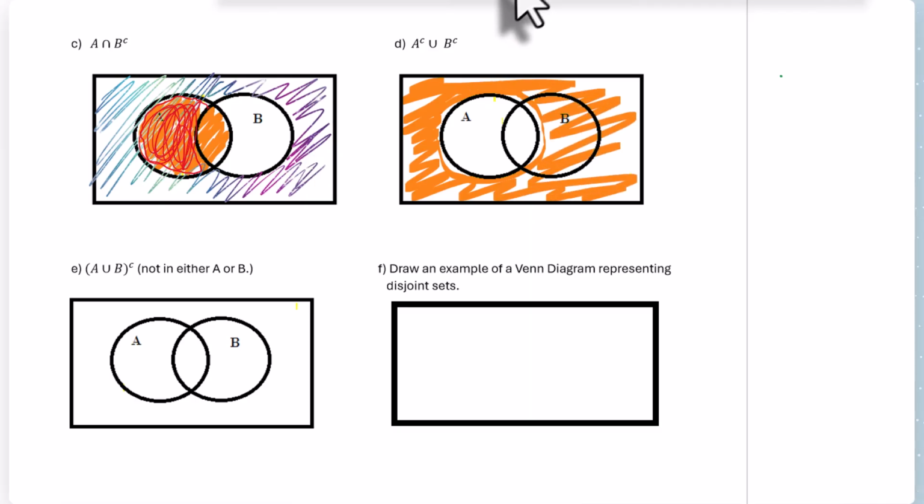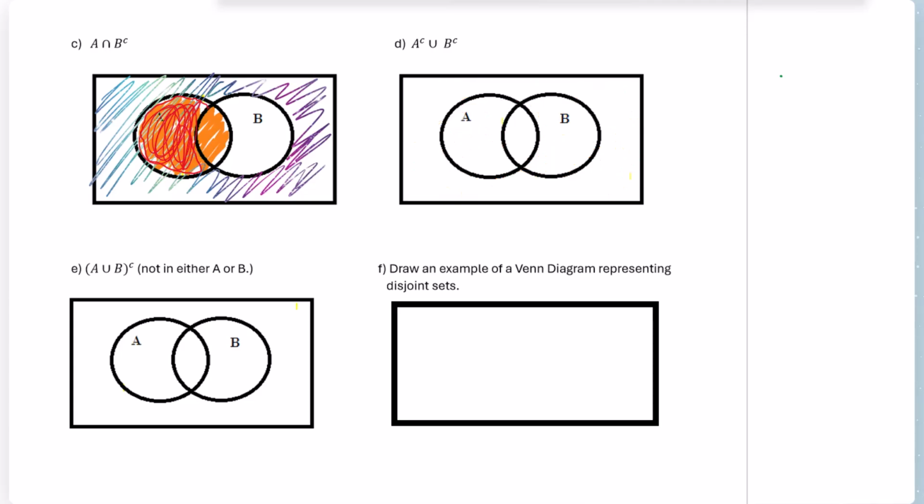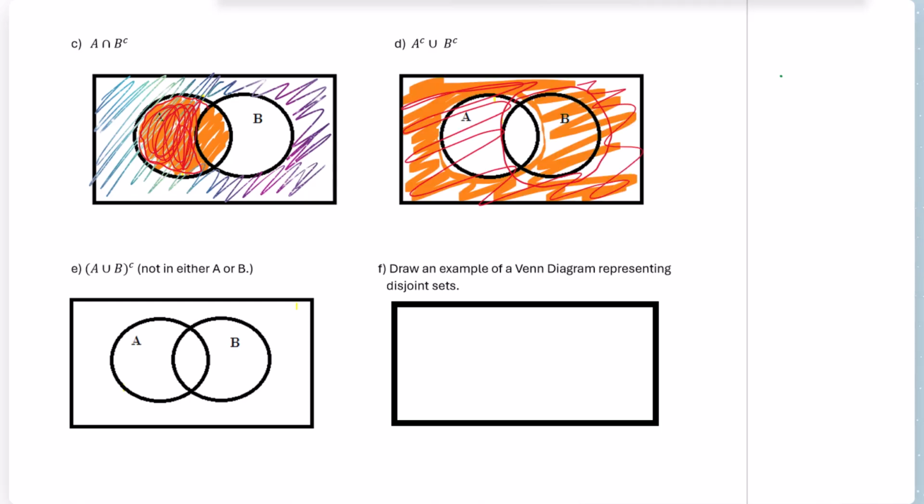And then we're going to go find B complement. B complement is everything outside of B. So I'm just going to do a quick sketch here outside of B. I'm just going to pick up everything outside of B. And therefore, the union ends up being pretty much all of the shaded regions except for the overlap between A and B.